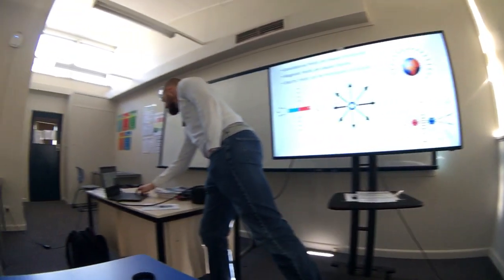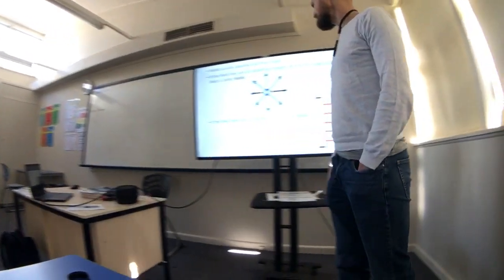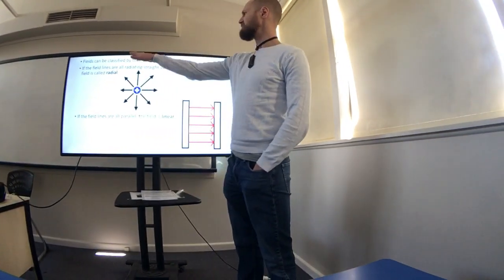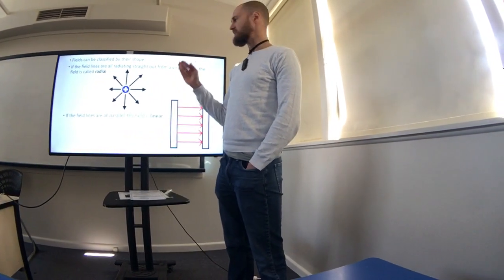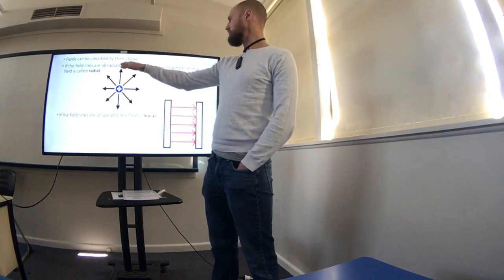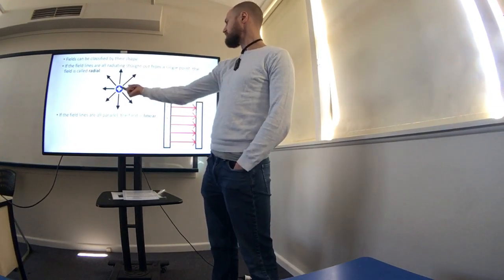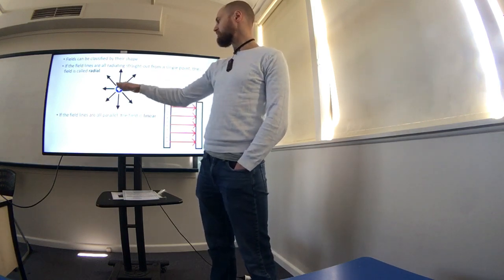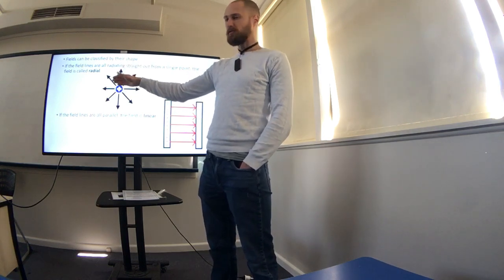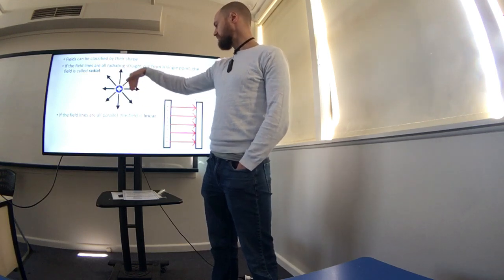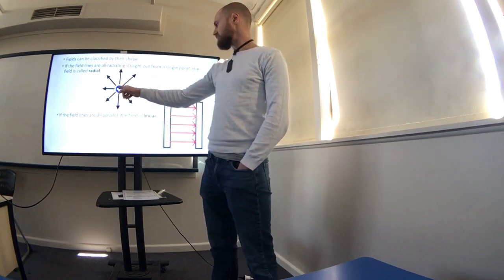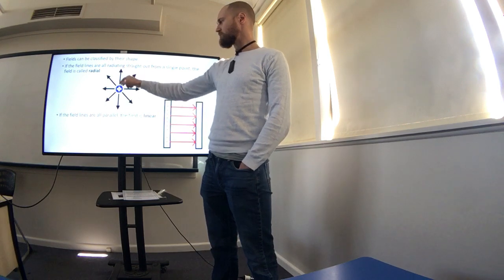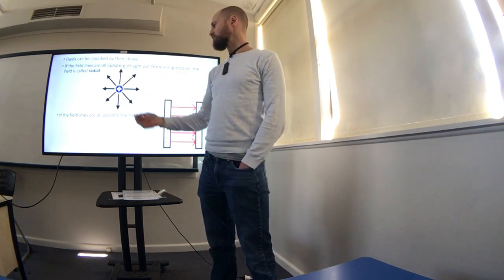Now, next bit of terminology, one that I feel is a bit easier, is that fields can be classified by their shapes. Now, if the field lines are all kind of radiating straight out from a single point, like in this positive charge's electric field here, we would call this a radial electric, or just radial field. So it's pointing outwards from the object. It's pointing outwards from the center, pointing out radially. That's where the name radial comes from.